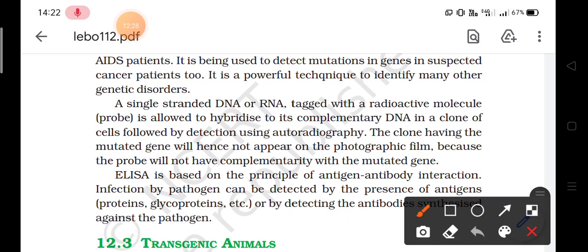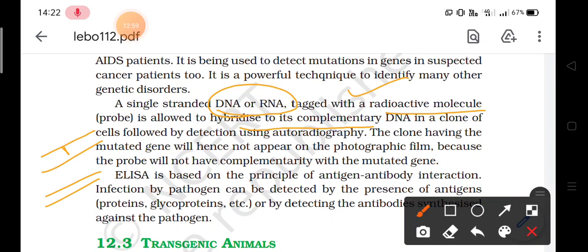A single stranded DNA or RNA will be taken. It will be tagged with a radioactive molecule and allowed to hybridize to its complementary DNA in a clone of cells, followed by detection using autoradiography. So what will be done? A single DNA or RNA will be taken from the patient's body. Then hybridization will be done and it will produce the copy, because DNA and RNA have this double helical structure.